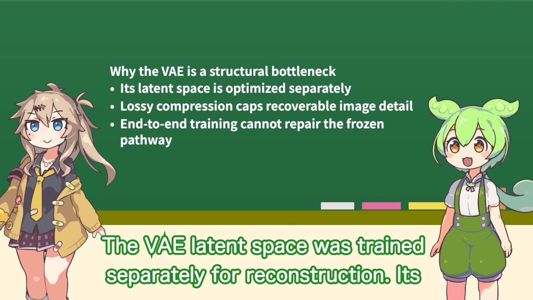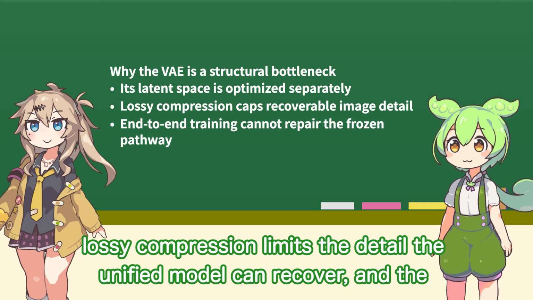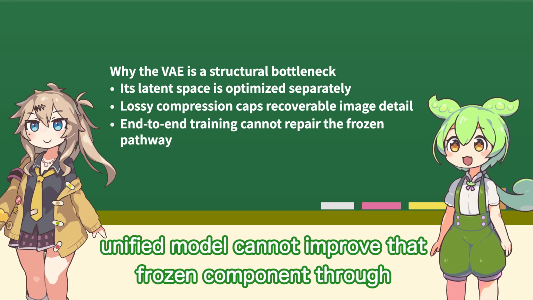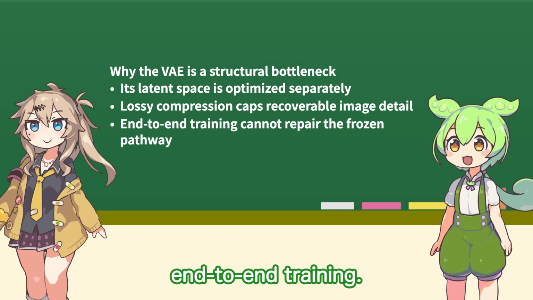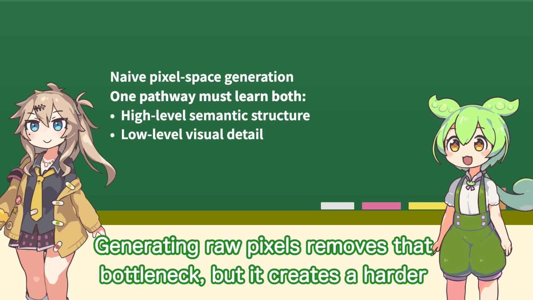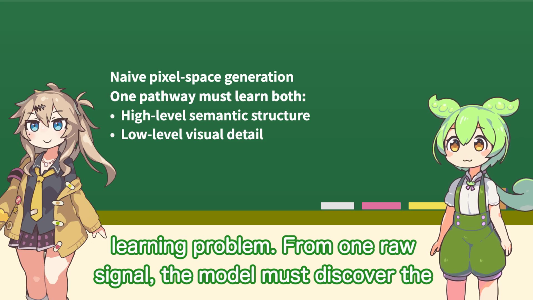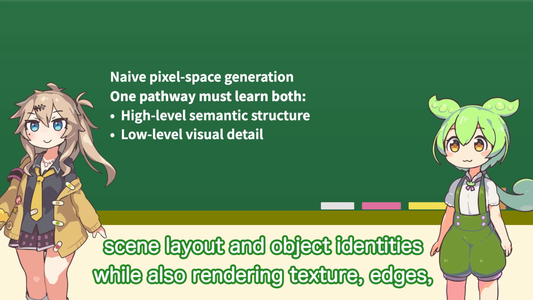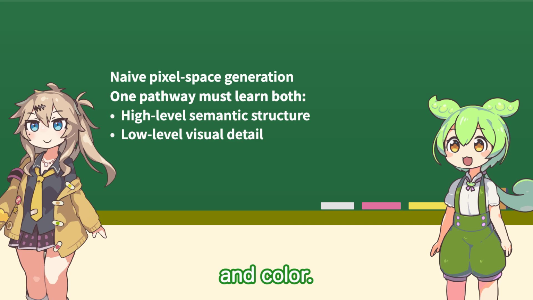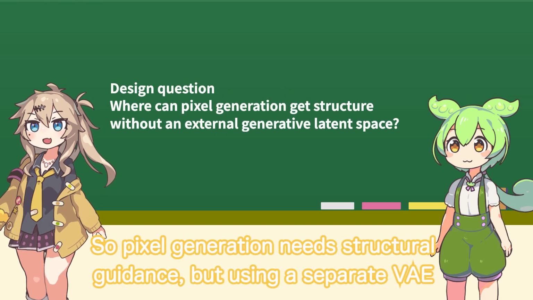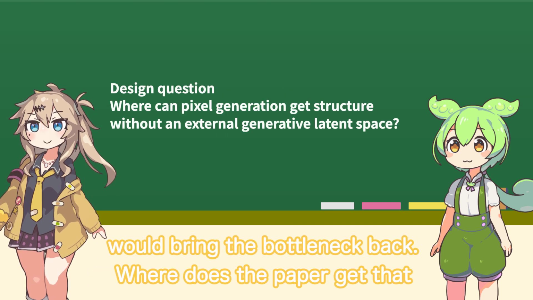The VAE latent space was trained separately for reconstruction. Its lossy compression limits the detail the unified model can recover, and the unified model cannot improve that frozen component through end-to-end training. Generating raw pixels removes that bottleneck, but it creates a harder learning problem. From one raw signal, the model must discover the scene layout and object identities while also rendering texture, edges, and color. So pixel generation needs structural guidance, but using a separate VAE would bring the bottleneck back.